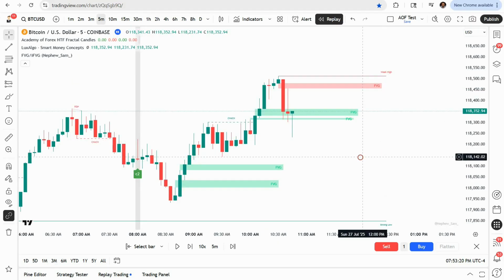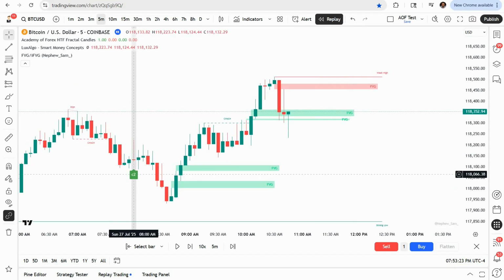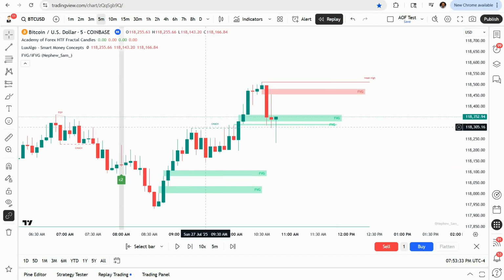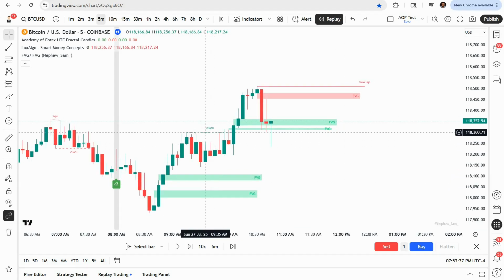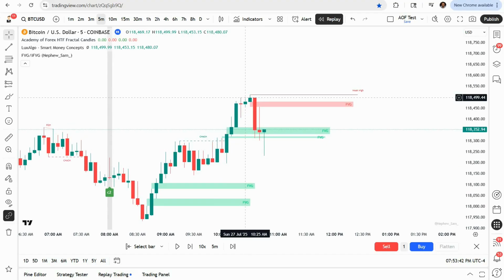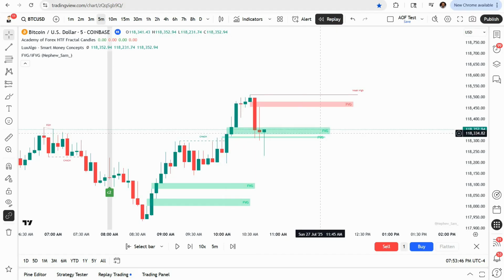And for a long trade setup, what we are looking for is a green tag from the Academy Forex higher time frame fractal candle indicator like this here. That means we're only looking for long trades. We're then looking for a green change of character or break of structure. Once again, we get the change of character right here instead of a break of structure. Then price pushes up, and what we're looking for is the most recent fair value gap.